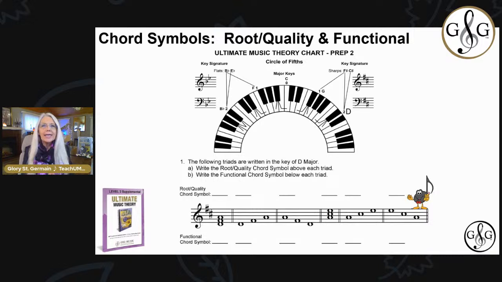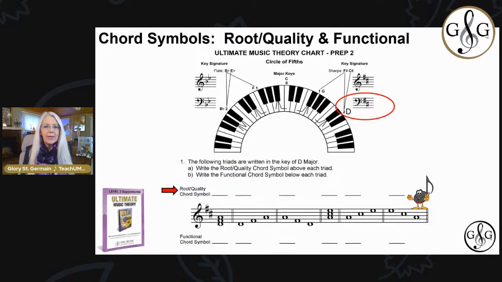Today I'm talking about what you have access to inside the level 3 supplemental workbook. The first thing we're looking at is the root quality and functional chord symbols. When we're looking inside our Ultimate Music Theory chart, the first thing we want to do is identify chords for D major. For those of you taking notes, we're in the level 3 Ultimate Music Theory supplemental workbook, and we're going to look at the key of D major today.